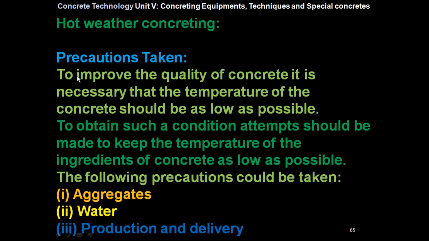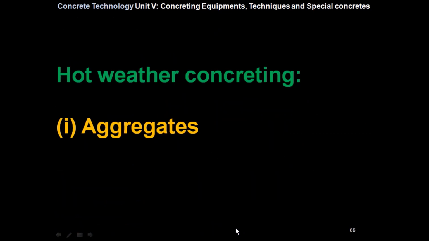Precautions taken. To improve the quality of concrete, it is necessary that the temperature of the concrete should be as low as possible. To obtain such a condition, attempts should be made to keep the temperature of the ingredients of the concrete as low as possible. The following precautions should be taken: first, the aggregate; second, the water; and third, production and delivery.